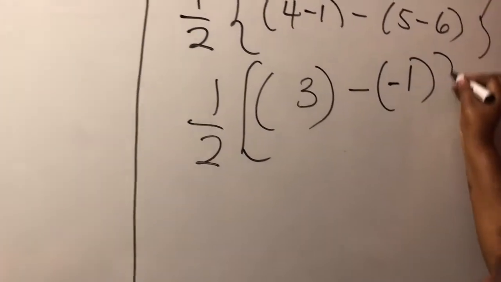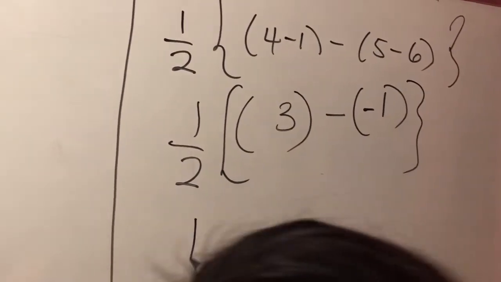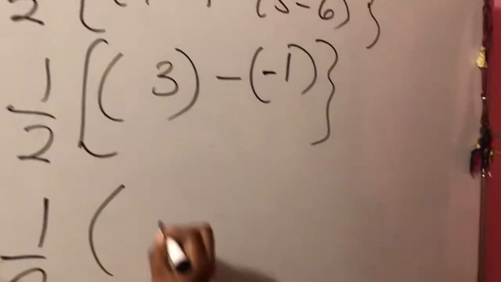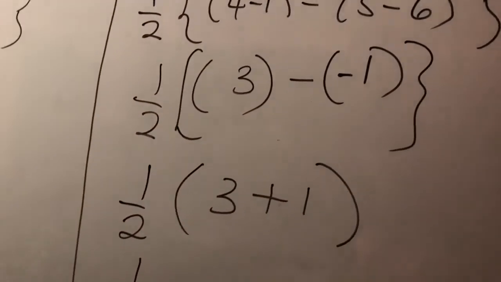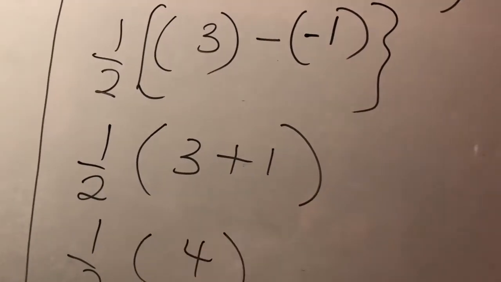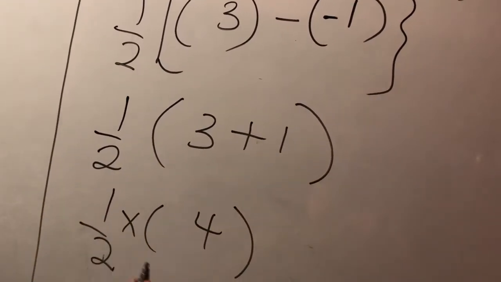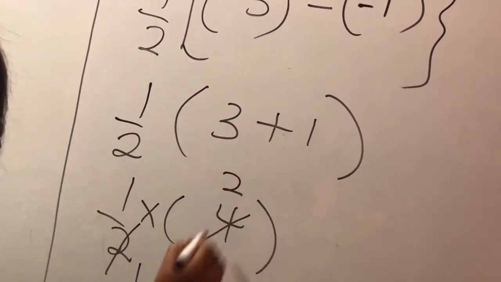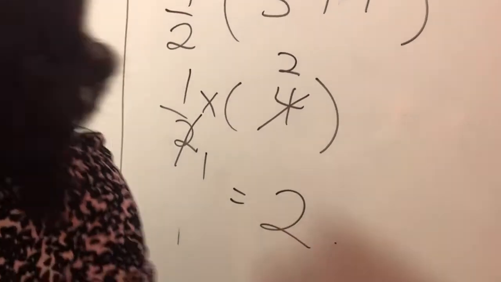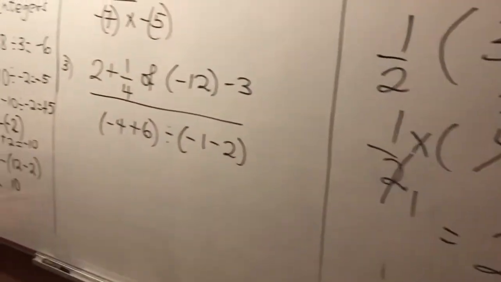What did we also learn from yesterday? That two negative signs become what? A positive. So 1 over 2 into bracket 3 plus 1. We have 1 over 2, 3 plus 1 is 4. You know that anytime a number is standing by a bracket, it is multiplying. 2 goes into itself 1, 2 goes into 4, 2. Our answer is 2.